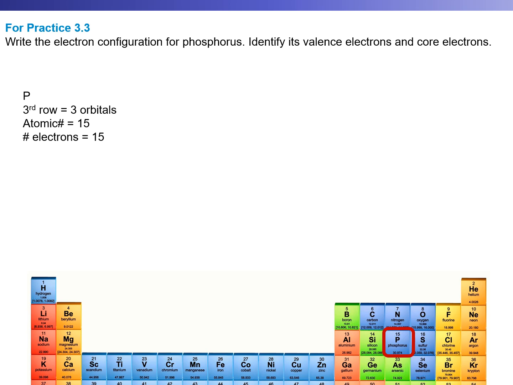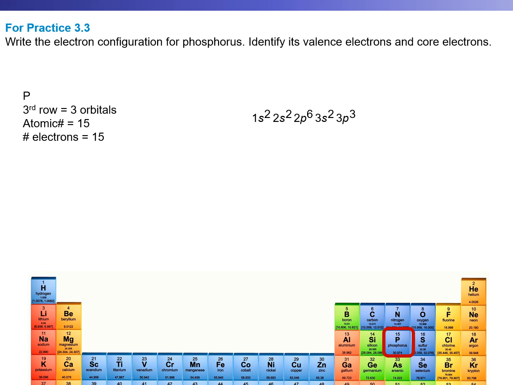Now we know that the first 2 rows are going to be full, so we can write 1s2, 2s2, because these are all full, 2p6, all right? And then when we get to this third row, we know that the s orbitals are full, so 3s2, and then we have to figure out how many orbitals we have in p. We've got 1, 2, 3. So we're going to write 3p3.